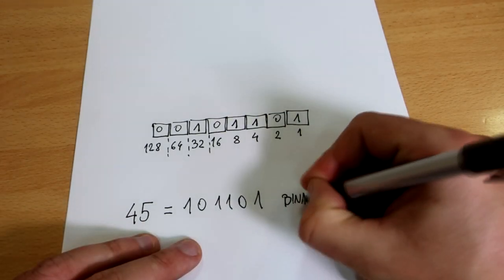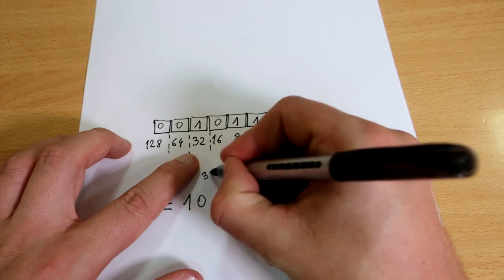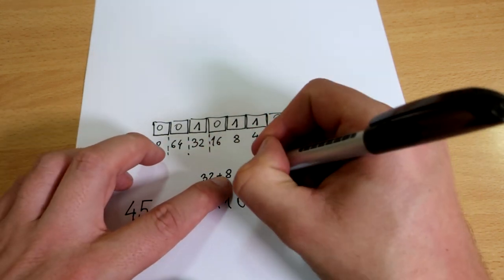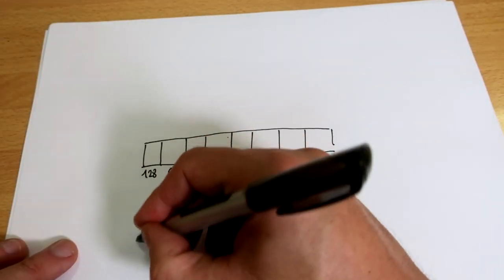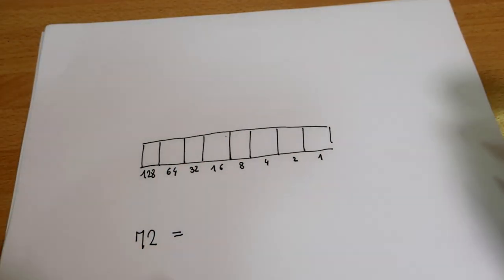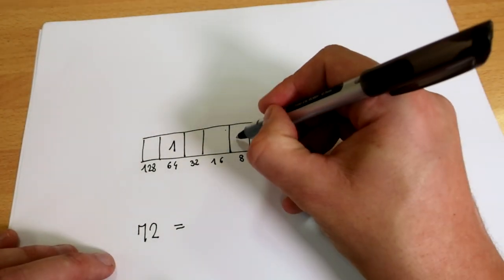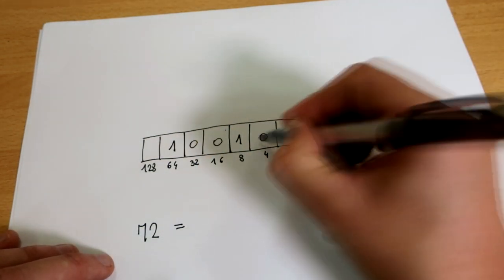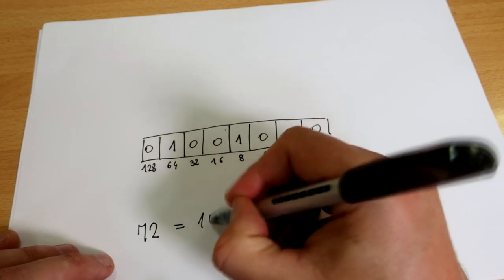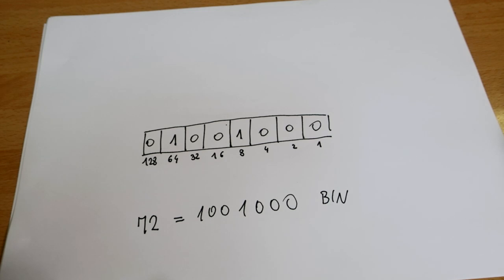So if I want to convert number 45 from decimal to binary, I can do this way. So 45 decimal is 101101, because 32 plus 8 plus 4 plus 1 is 45. Or if I want to convert 72, we can check 64 and 8. Others are zeros. So 72 decimal is 1001000, because 64 plus 8 is 72.